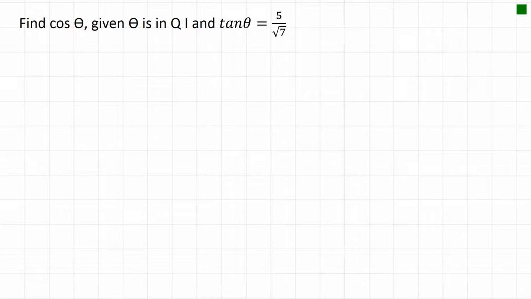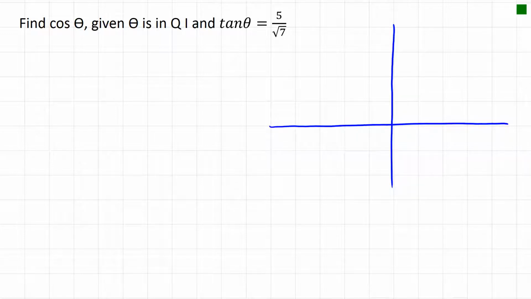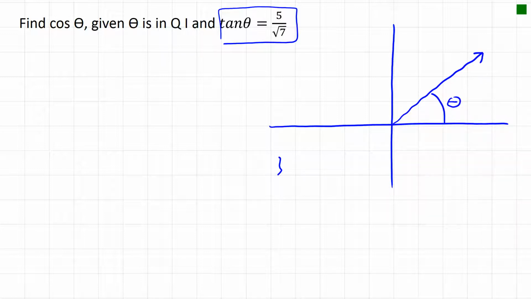So let's take a look at another flavor of this type of question. We've got information about the tangent ratio here, and we are told that theta is in quadrant 1. So we're going to draw an angle in quadrant 1, and this has to be theta here, going counterclockwise.